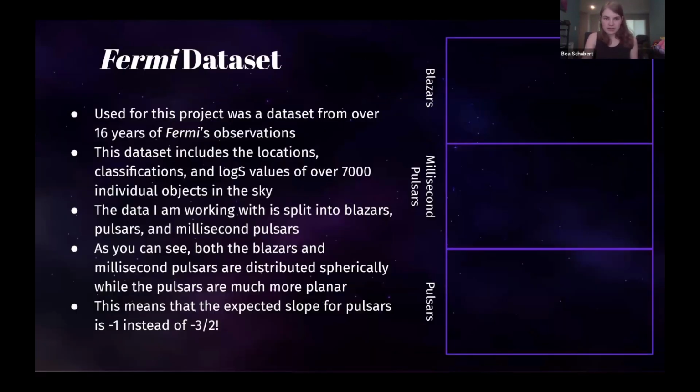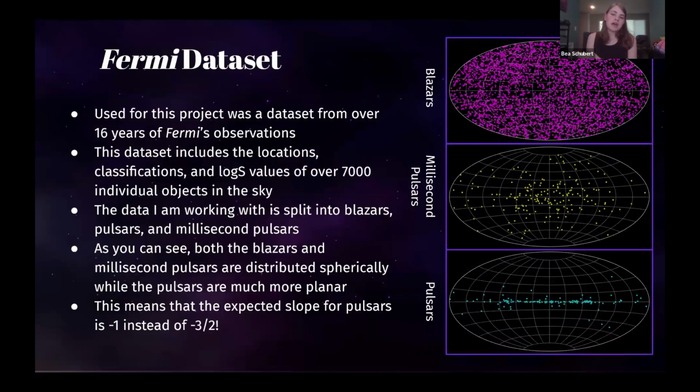And then we move on to real data. From Fermi, we have a data set from over 16 years of its observations. The dataset includes blazars, pulsars, and millisecond pulsars, including a few other things I did not focus on.